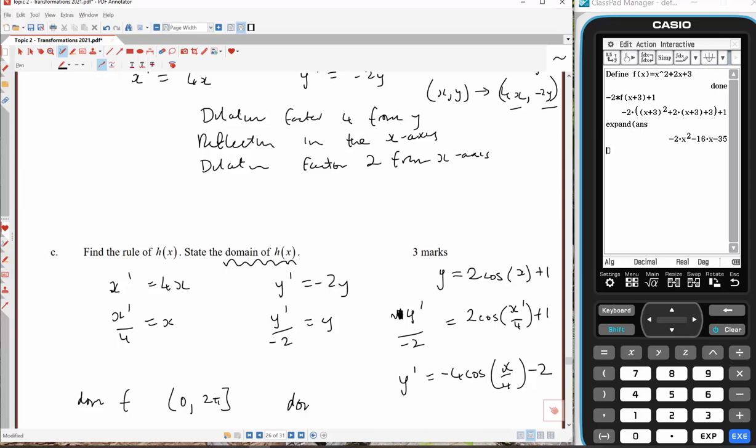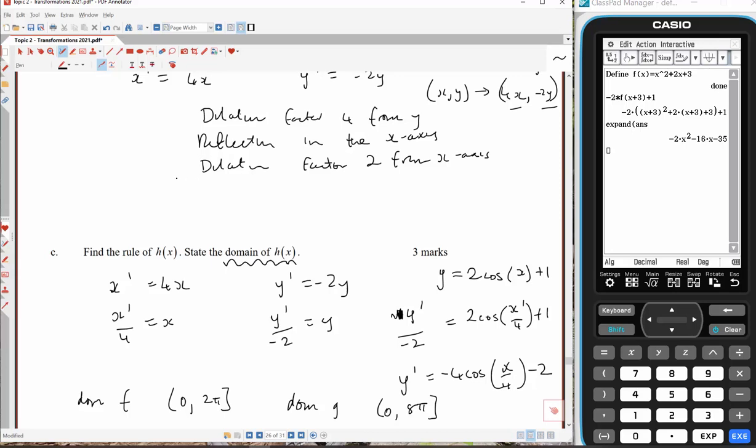So the domain is going to be affected in some way by these transformations. So dilation factor 4 from the y-axis. If 0 gets multiplied by a factor of 4, it's still 0. 2 pi gets multiplied by a factor of 4 from y, and that's going to end up being 8 pi inclusive. Reflection in the x-axis will just change the way the graph looks. It won't actually change the domain.